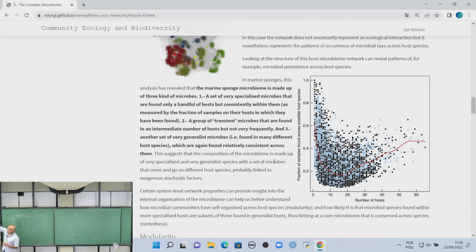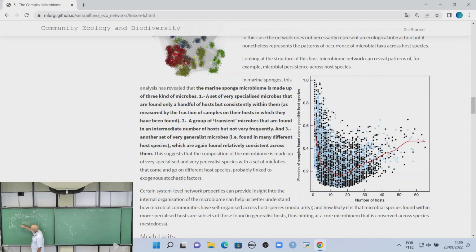So again, in the y-axis here, we look at where each of the OTUs is located. So for example, let's say that this OTU is found in only the first 3 samples of sponge X.